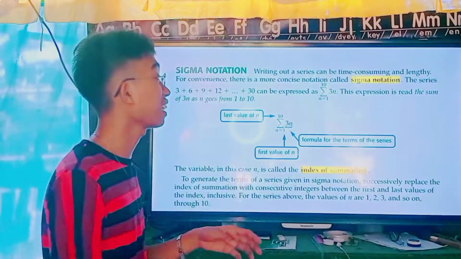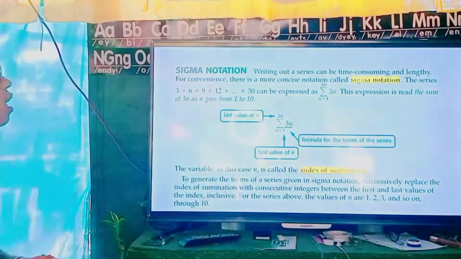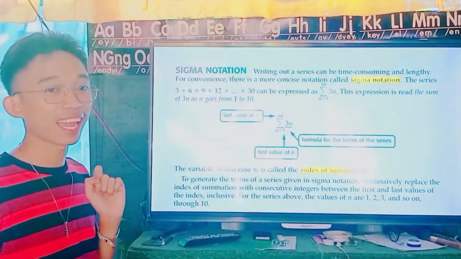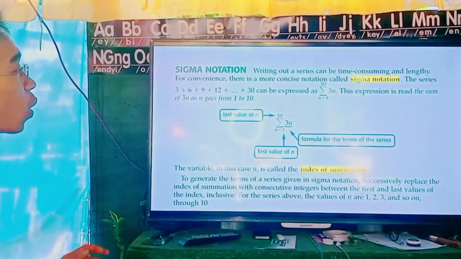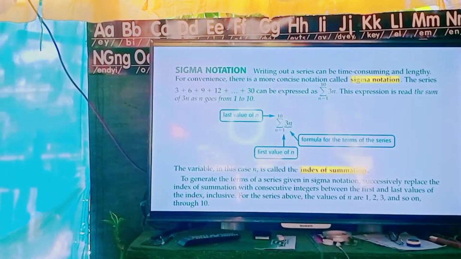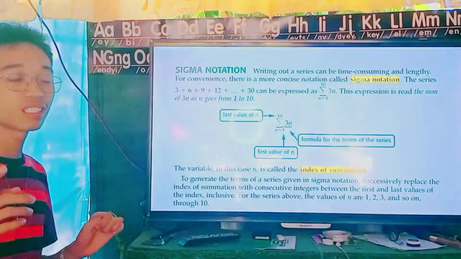You don't have to read it as n equals 1 to 10 then times 3n. That is wrong. 10 is the last value and the first value is n equals 1. And then the formula for the terms of the series is 3n. The variable, in this case n, is called the index of summation.